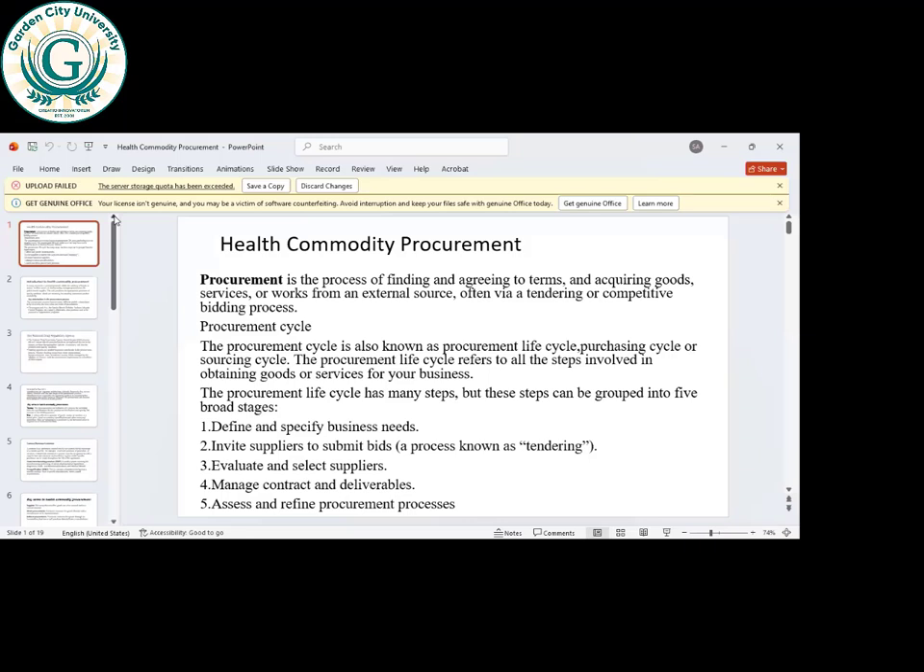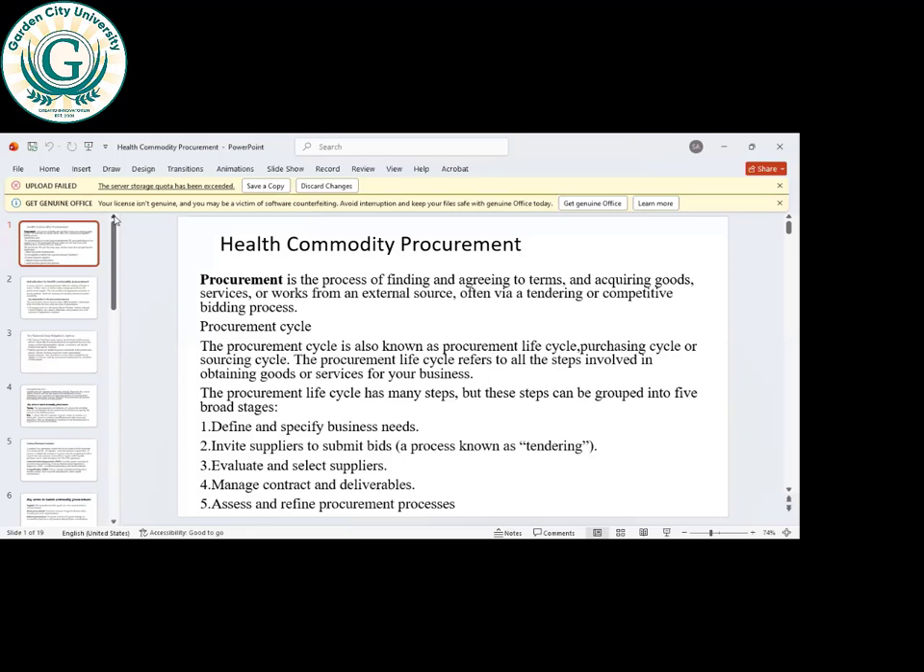So what is the problem? Is it about the definition of the item, or is it someone who wants to satisfy his or her personal interest and has refused to do the right thing? So you need to define and you give specifications for what you need. That is the first stage.